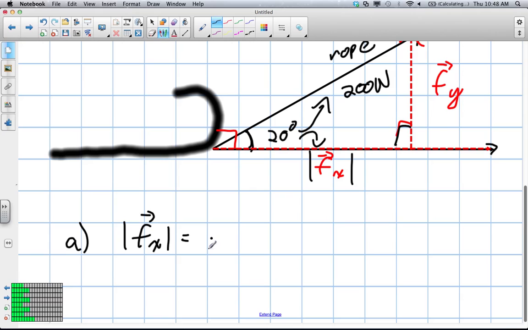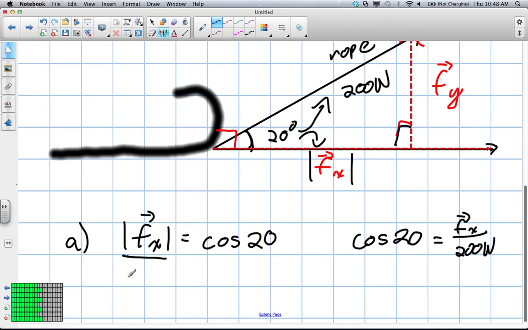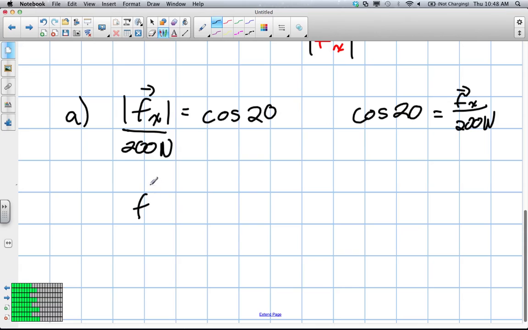Cos, that's right. So we're looking for cos 20. Let's figure out what cos 20 is. What that means is cos 20 is equal to adjacent, which is our F at x, divided by our hypotenuse, which is our 200 newtons. So make sure that is an equal statement. We're going to move the 200 to the other side of the equation. So our resultant force X, someone please calculate this for me: cos 20 times our 200 newtons. What would our resultant force be?